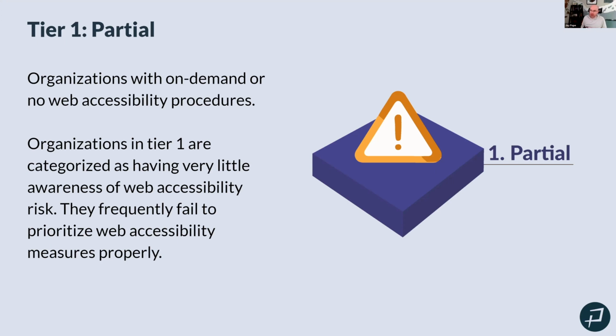Organizations in tier 1 are categorized as having very little awareness of web accessibility risk. Someone had mentioned that at the beginning, one of the challenges. They frequently fail to prioritize web accessibility measures properly. So there's a lack of prioritization, a lack of awareness. So that's kind of at the bottom.